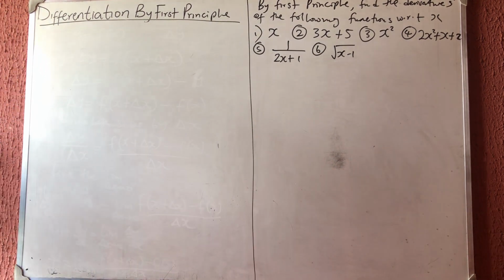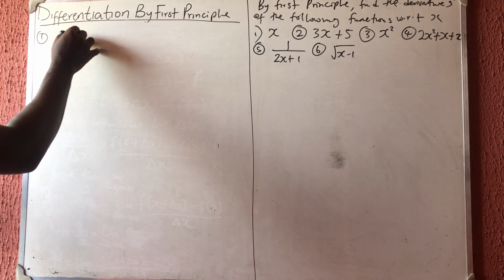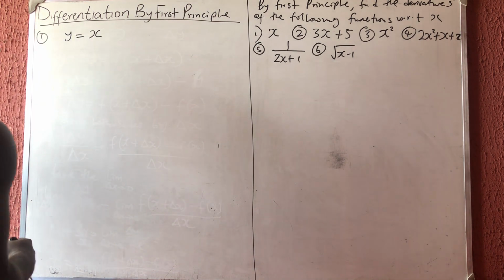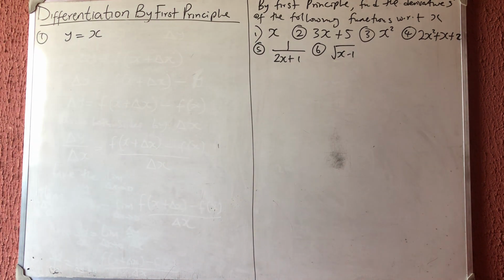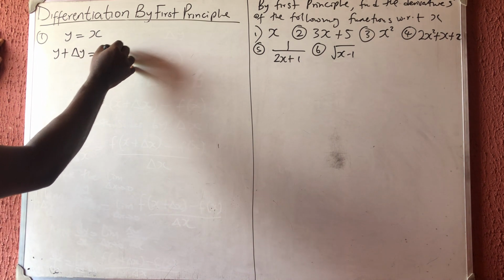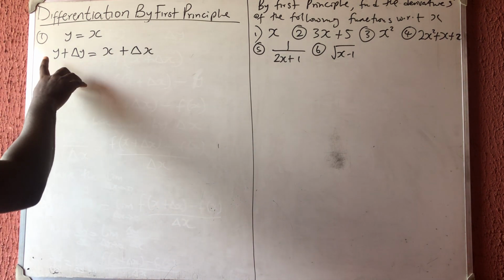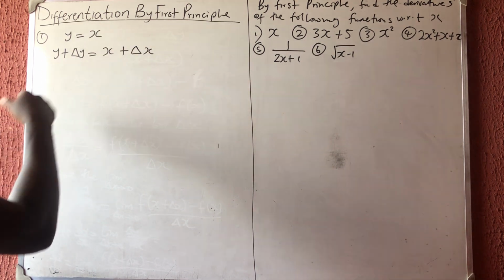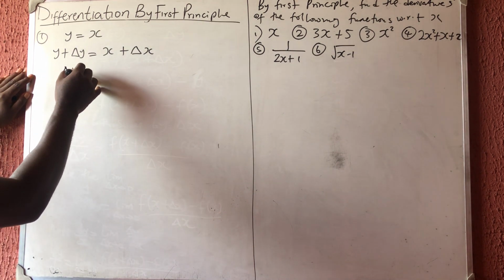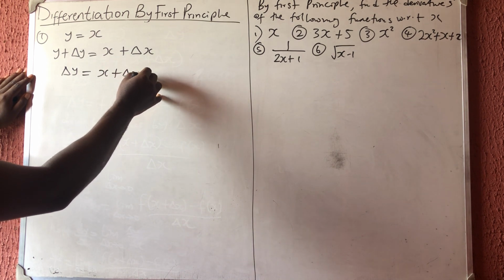Now look at this. The first one, number 1, said that y is equal to x. If y is equal to x, don't forget the method. The method is simply to add change in y and change in x to both sides. So y plus change in y is equal to x plus change in x. This is very, very simple. The next thing you do is just take this one to this side. If I take this one to this side, I have that change in y is equal to x plus change in x minus y.